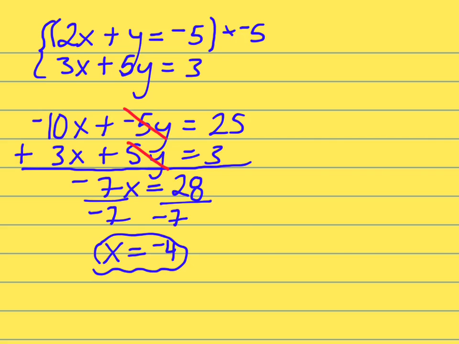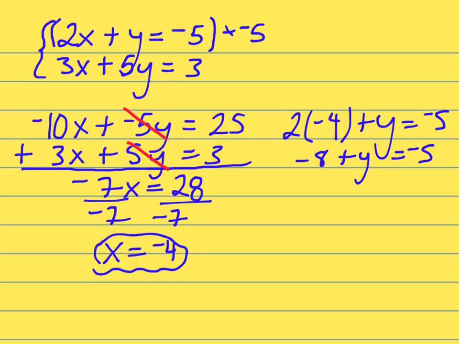Now that I have that done, I'm going to sub it back into one of the equations. I'm going to choose the first one because that has y by itself, so that'll be a little bit easier to calculate. So 2 times negative 4 plus y is equal to negative 5. That's negative 8 plus y is equal to negative 5. So we add 8 to both sides. Y is equal to 3.